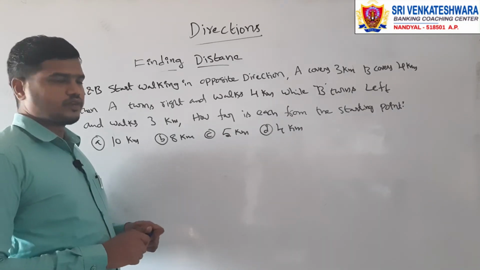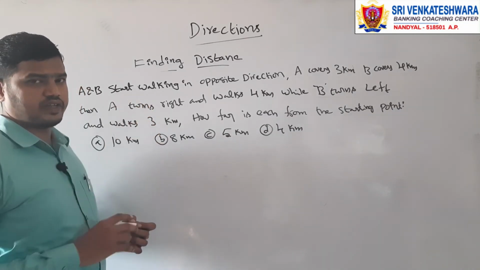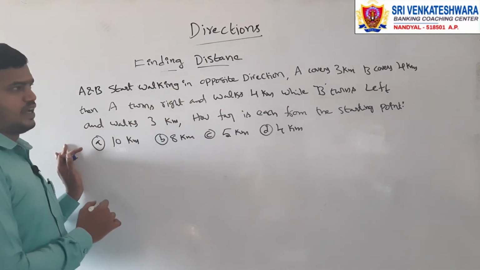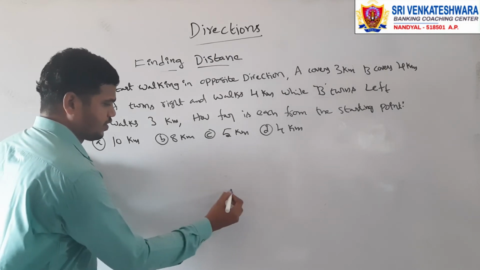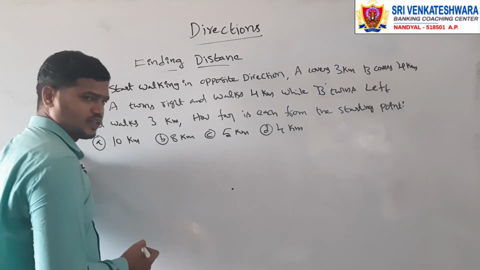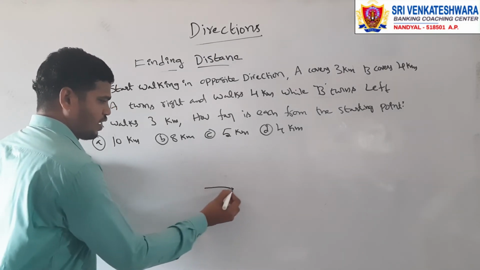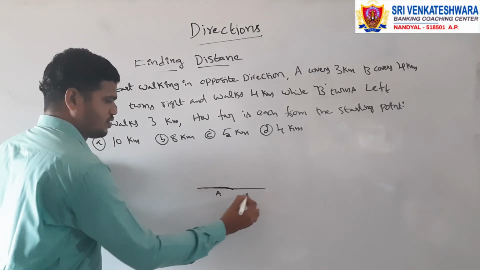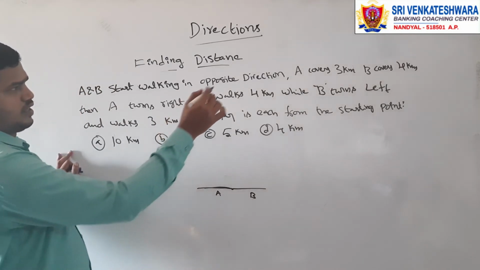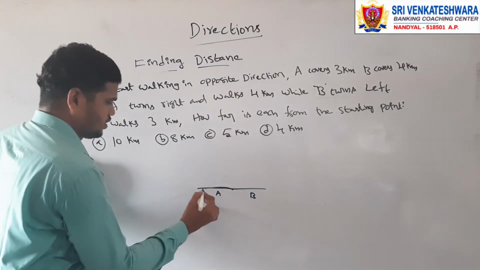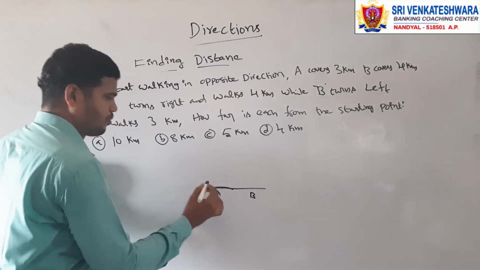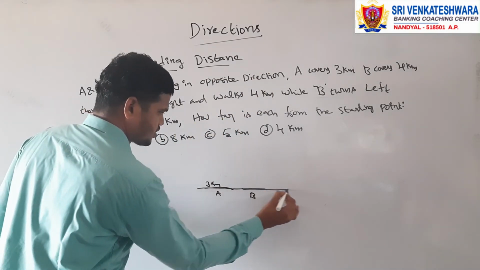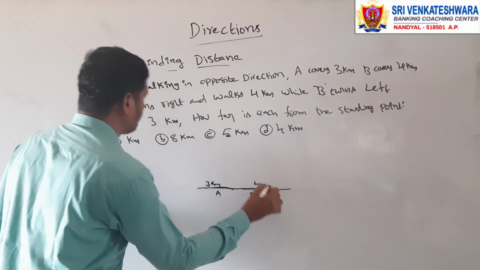Okay. The next question is about finding the distance. See, A and B start walking in opposite directions. For example, if you take this point, they start walking in opposite directions, A and B. So for example, this is A, this is B. A covers 3 kilometers. B covers 4 kilometers.